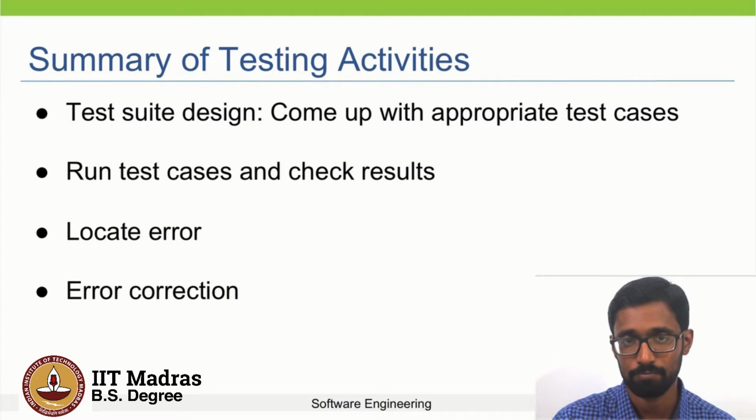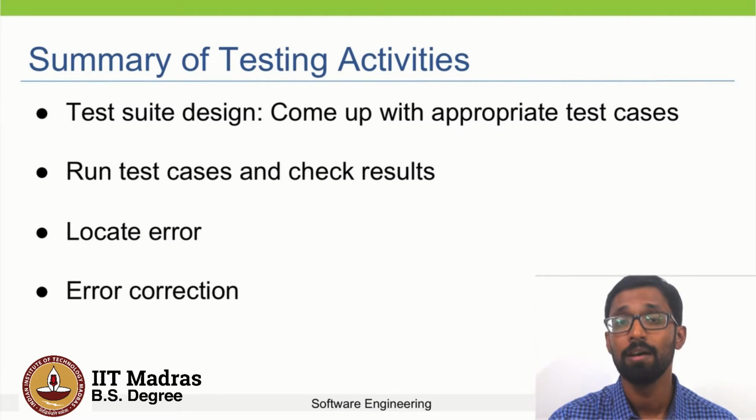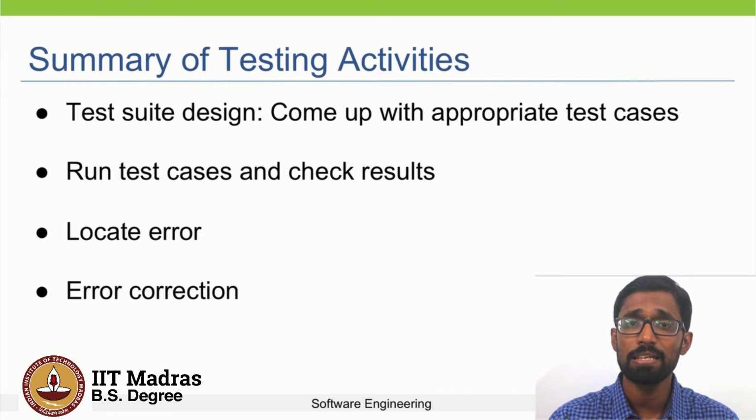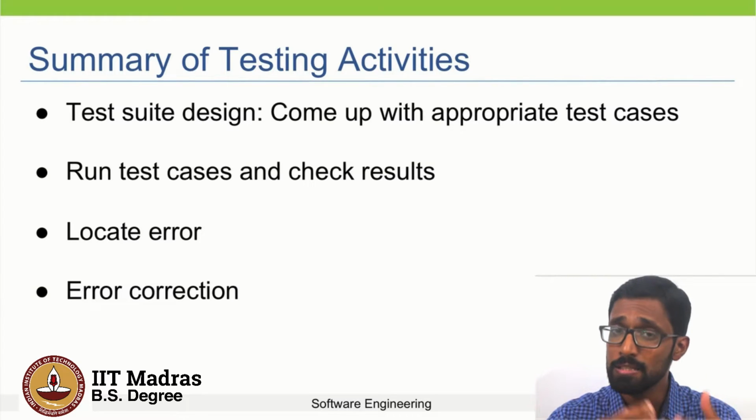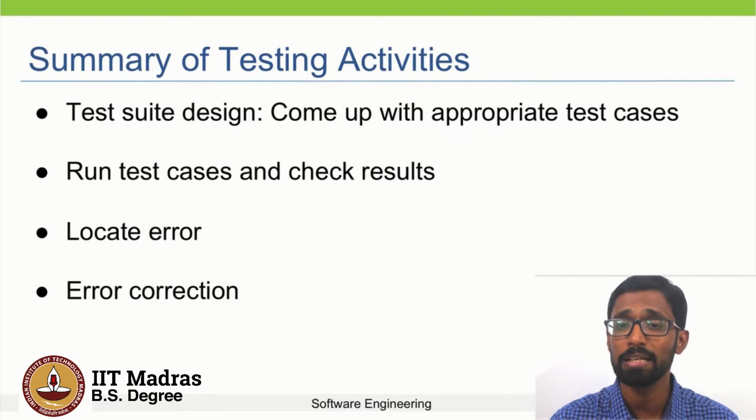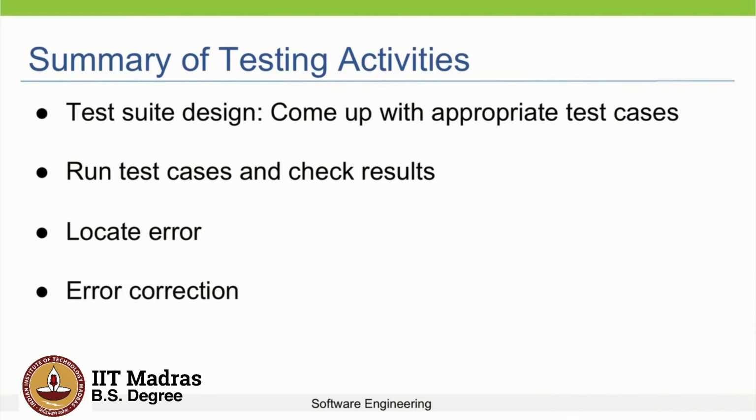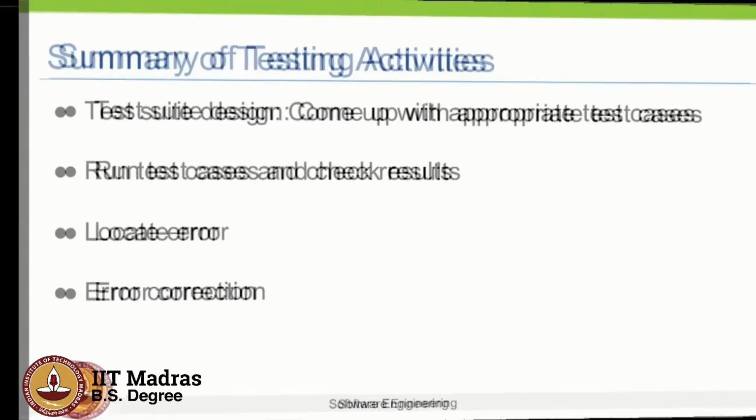Then we have to locate the error, right? So each test case which fails has to be checked by the developer to look out for where the error is, right? And finally, we correct the error, we change the code, and then we test it again with the test cases.